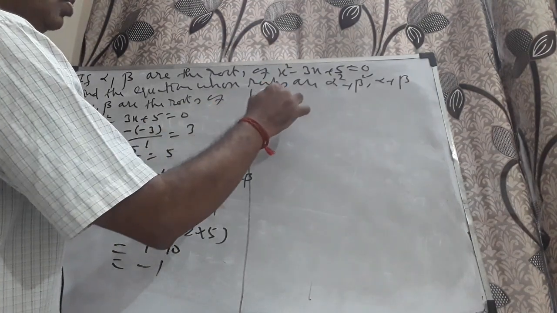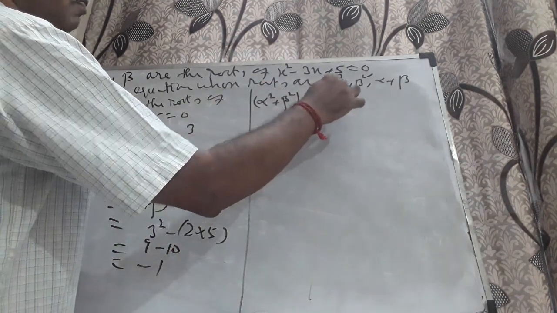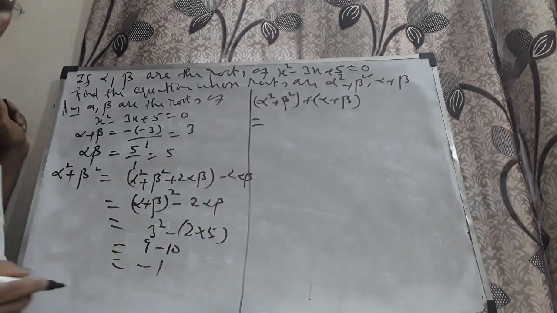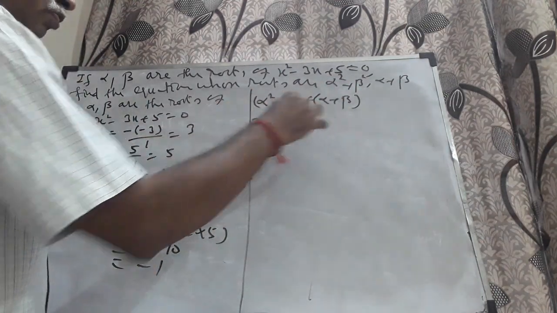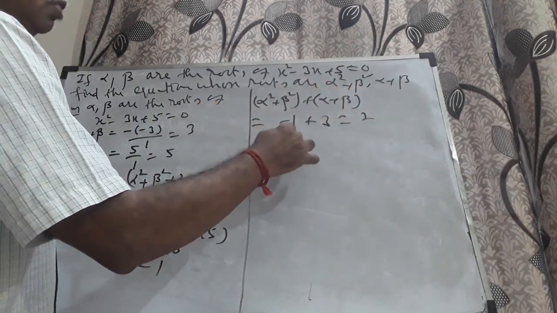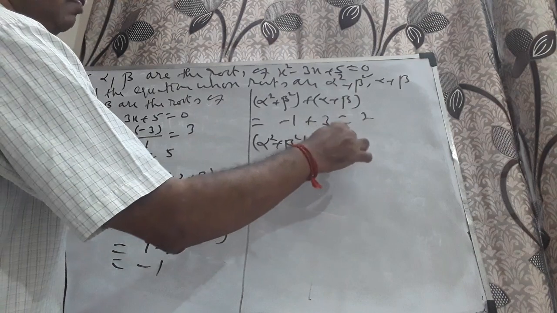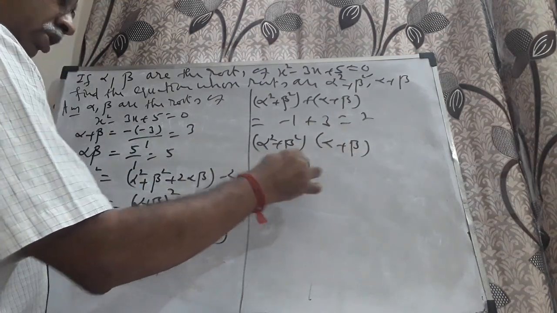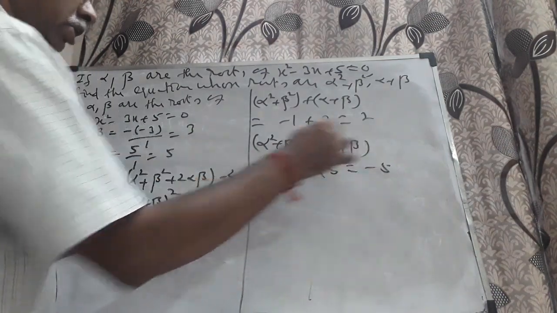Now alpha square plus beta square plus alpha plus beta. Let me think about the sum of the new roots. It should be minus 1 plus 3, which is 2. Now the product is alpha square plus beta square into alpha plus beta, which will be minus 1 into 5, which is minus 5.